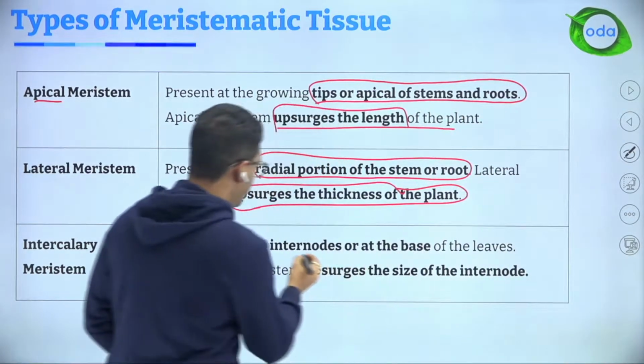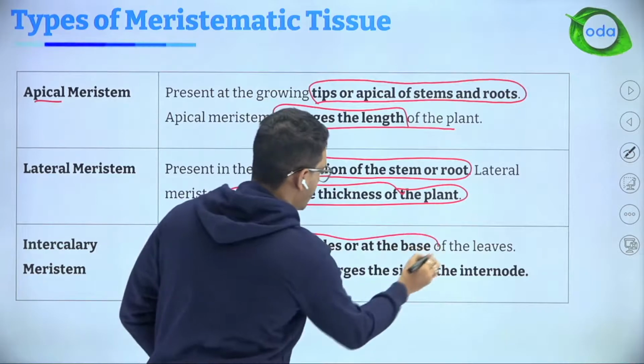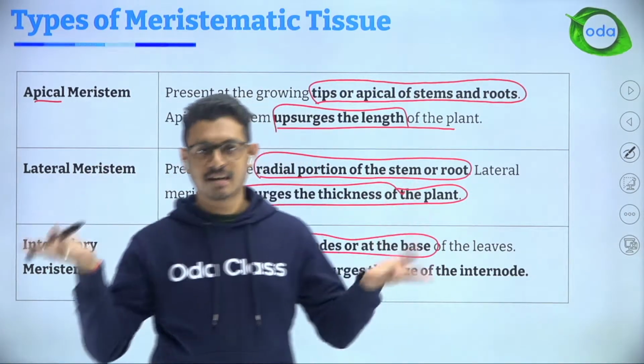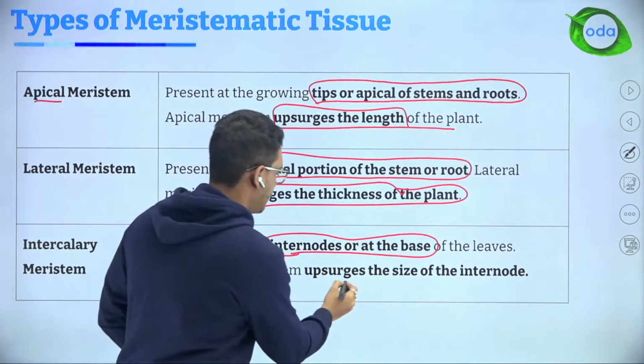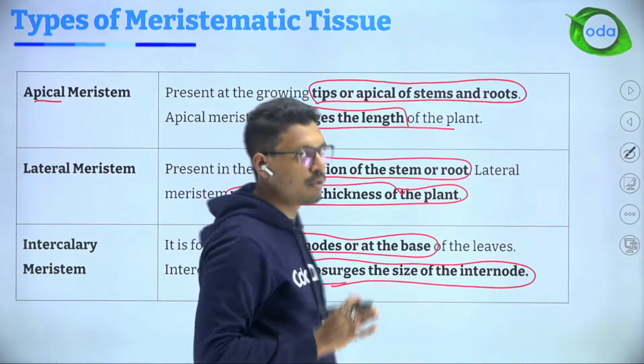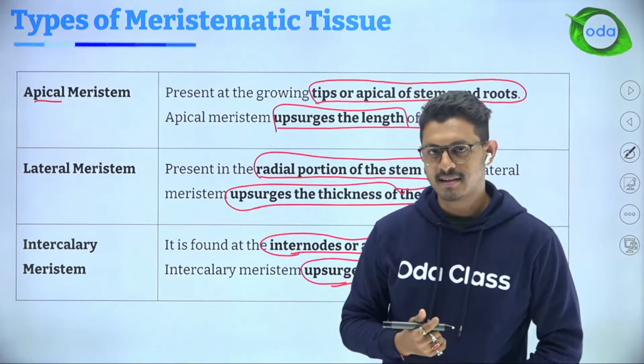Intercalary, on the other hand, will be present in the internodes or at the base of the plant, so that branching can take place from the internodes of the stem, and they will usually increase the size of the internode and how more growth can be followed by that.